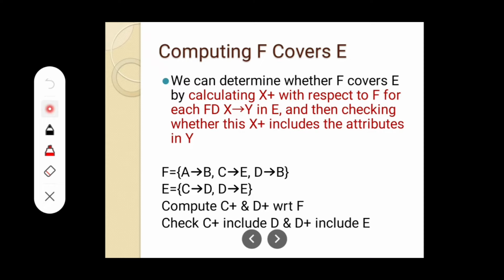In that, what do we do? We will find the closure of X, that is X plus. How to compute the closure of X is done with respect to our functional dependency set F. If the closure of X contains or includes Y, it means that F covers E successfully. Then we check whether X plus includes the attribute Y. This is how we compute F covers E. You may not understand it just by my saying it, so I will explain it with an example.